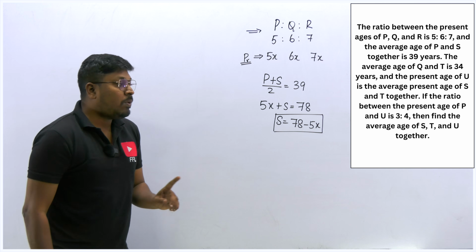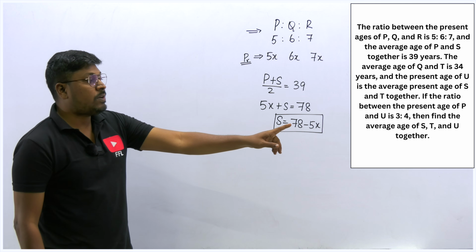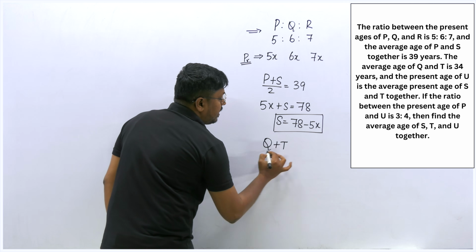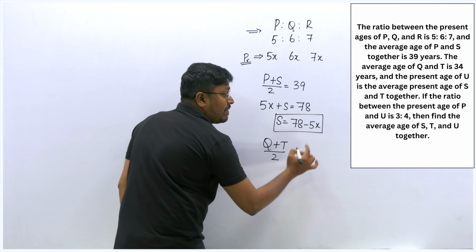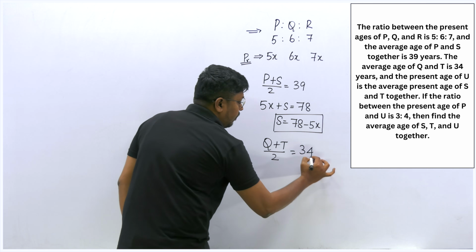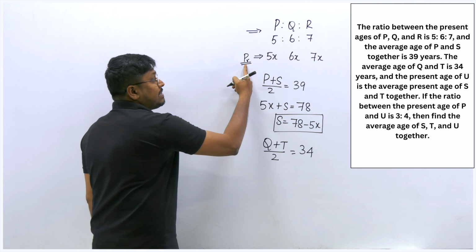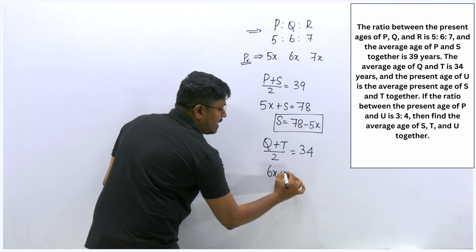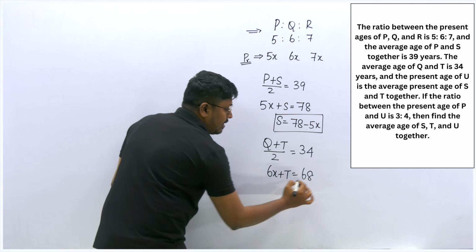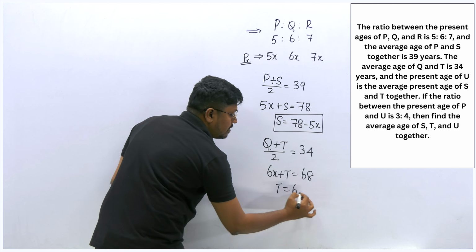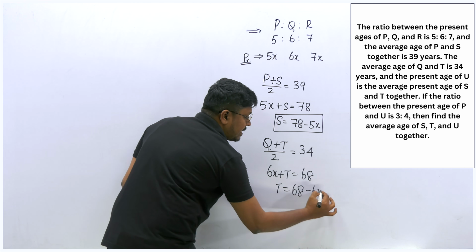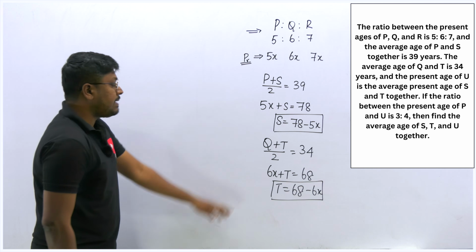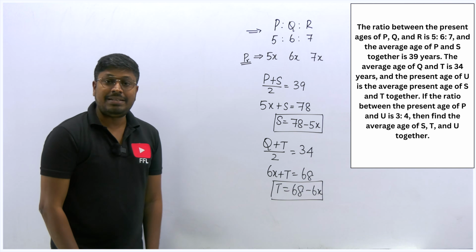The second data they have given is the average age of Q and T. So Q and T, that means divided by 2, and the average age they have given is 34 years. We already know that the present age of the second person Q is 6x. So 6x plus T equals 68. So we can say T equals 68 minus 6x. So finally we found S, and we have also found T.